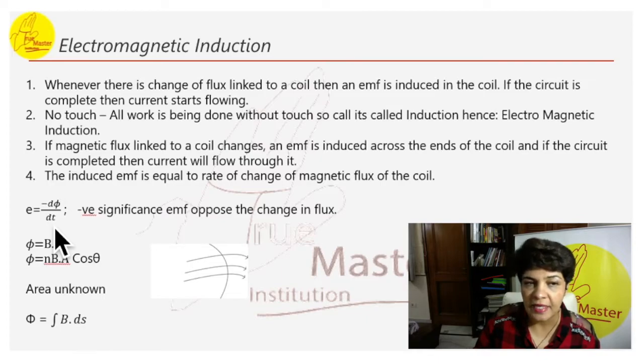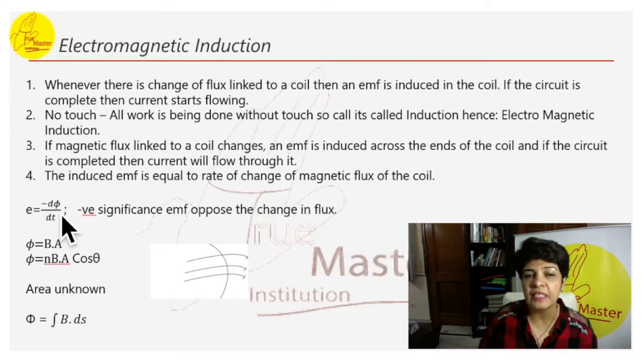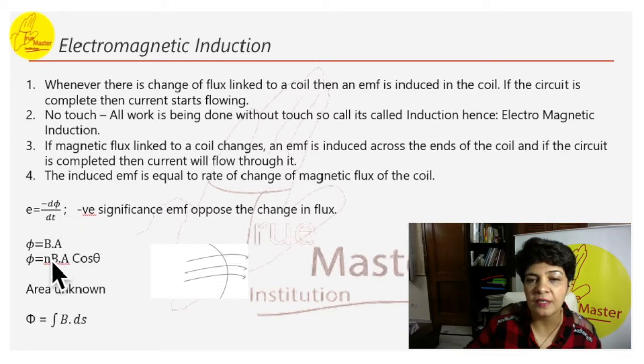Mathematically, we can write rate of change as flux divided by time. Whenever we say rate of change, that means dividing by time. Flux is denoted by the symbol phi. In a uniform magnetic field B passing through a plane of area A, making an angle theta, we know the formula for flux: flux is equal to magnetic field into area.